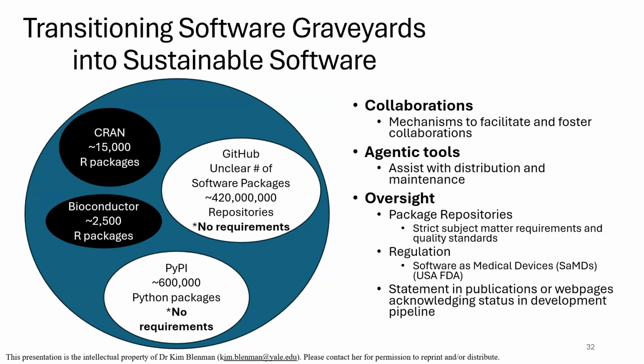So with that said, the last thing that I thought about in terms of oversight is actually putting disclaimers or statements in publications or websites acknowledging the status of the development pipeline, letting people know, especially these users who are not going to be the computer science researchers or the software engineers, that the tools are, for the most part, still in the theoretical stage, versus those that are in the more application-ready stage.